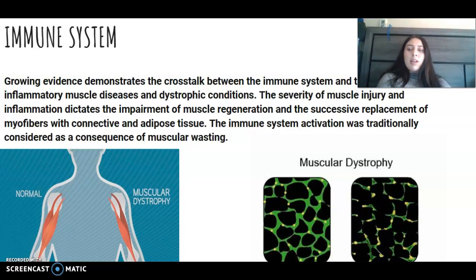Right here, you can see the difference between a normal person and someone who has muscular dystrophy. The difference is in the size of the muscle. And right here is the normal muscle tissue and affected muscle tissue.